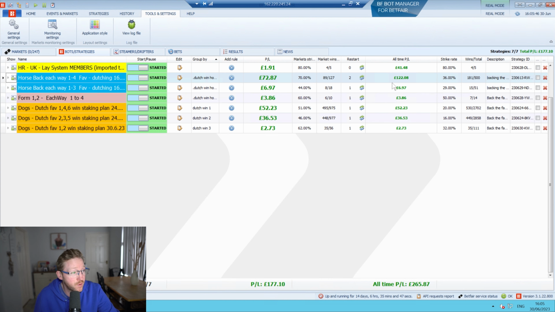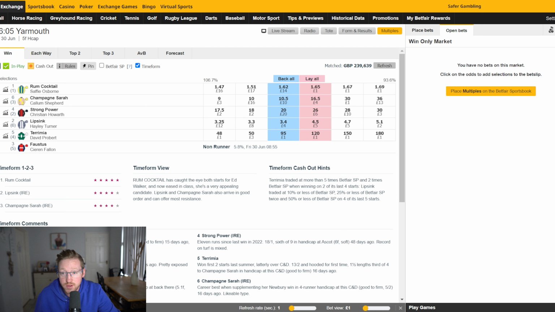So quite good profit. It was actually more than this, but I restarted it to test with Discord as well and show them how it's working. So currently it's up £122 in profit there. But let me see if we can get on this race. I wonder, will this let me show it live?